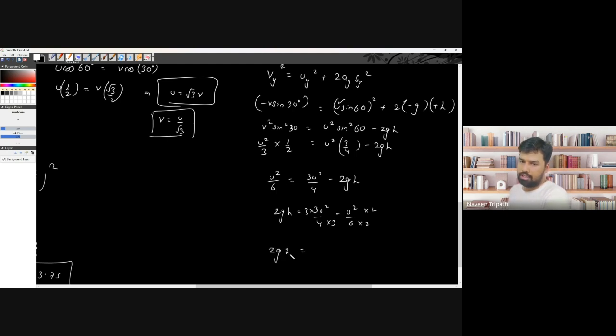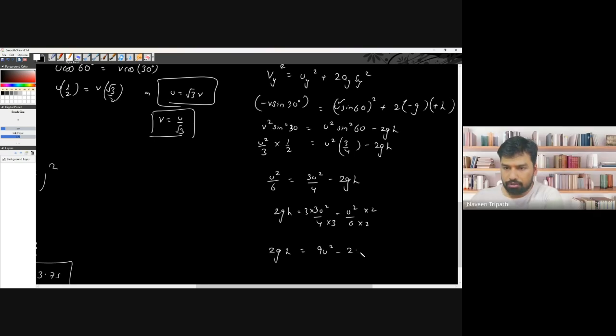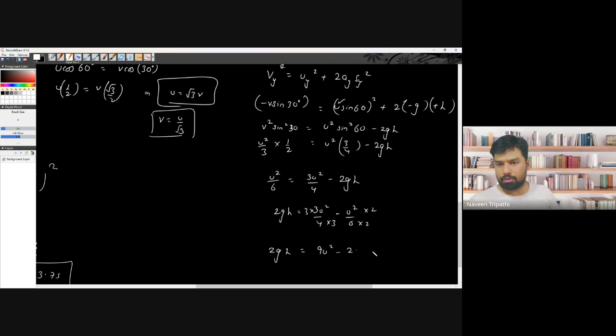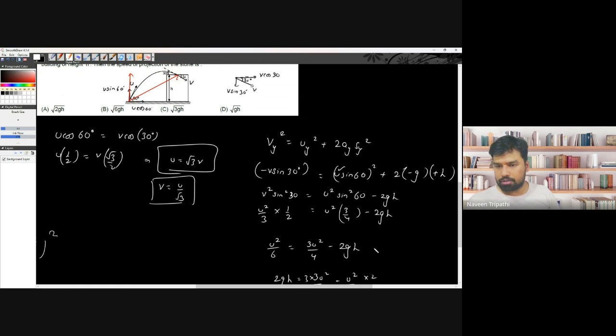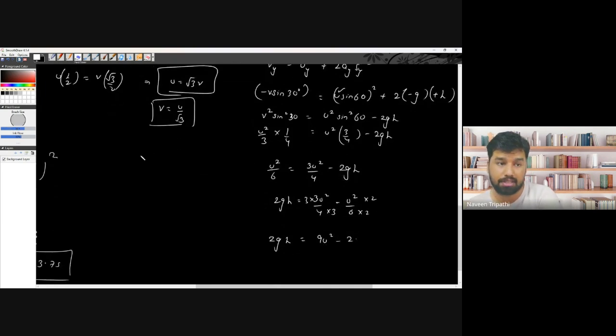Right, so 2gh is equal to 3u square into 3 is 9u square, 3 into 3 is 9, and minus 2, 7u square. Wait, have I done something wrong here? No, 9u square by 12 minus 2u square by 12, right? Wait. I've done something wrong here. Sine square 30. Oh, you forgot to square it. Yeah, 1 by 4. Sorry, my bad. So this is 3u square by 4 minus u square not by 6. It is u square by 12. One mistake and you enter wrong calculations even. That's a mistake.